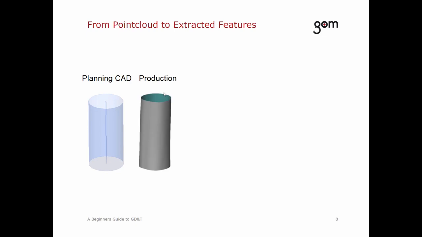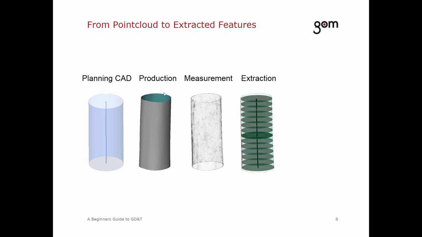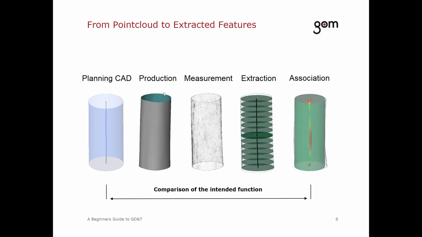So how do we derive a GD&T result? What steps are necessary? Well, first of all, there needs to be nominal information available that describes the element. Then the element will be produced. After that, the element needs to be captured with a measurement device. Then the point cloud will be extracted, like in this example, the computation steps for straightness. And finally, the extracted information will be compared with the nominal information, and deviations are calculated and displayed.